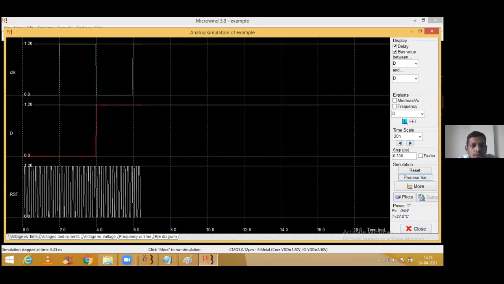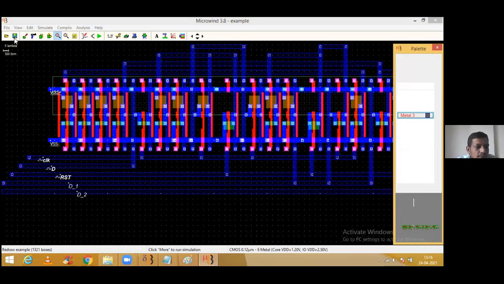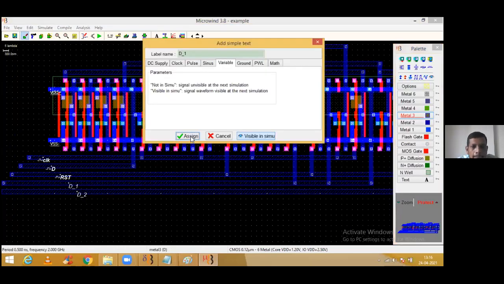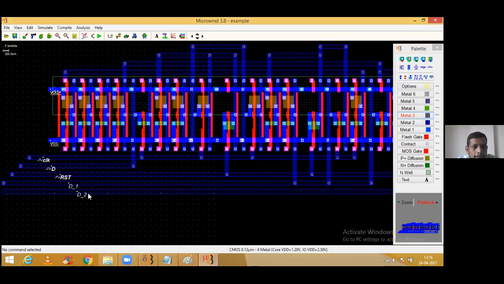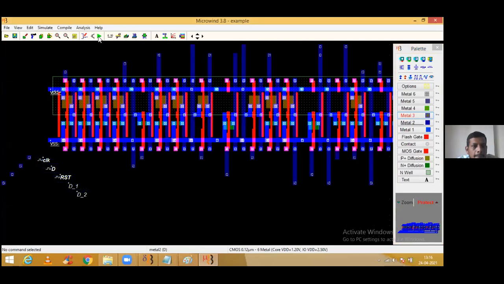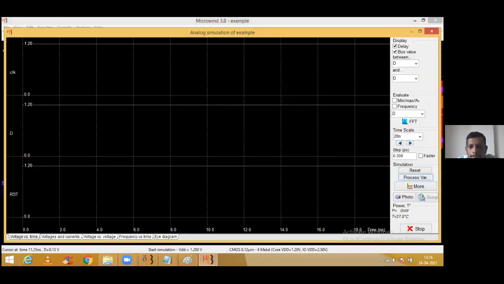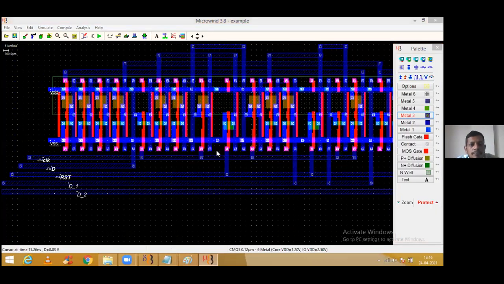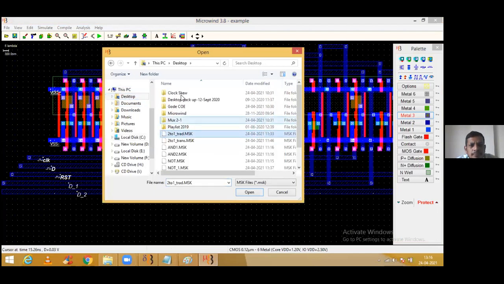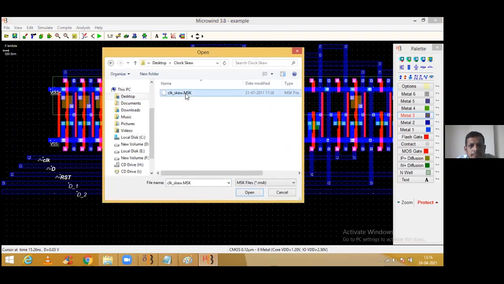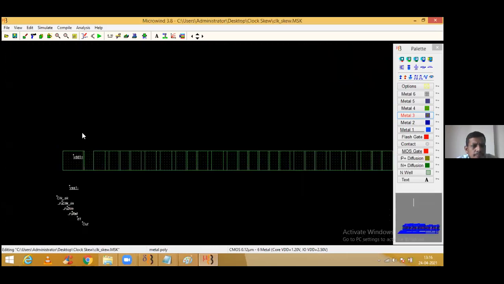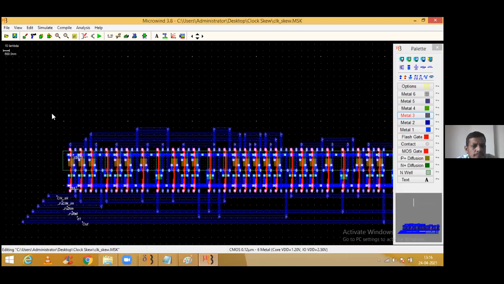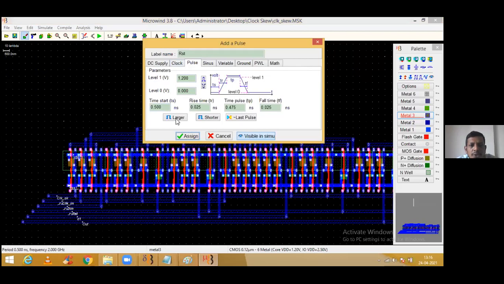Okay, so where is my output? D1 and D2 are not visible over here. Okay, so if I'm talking about this reset, that was actually a clock as of now. Okay, if I'm going to simulate this one.